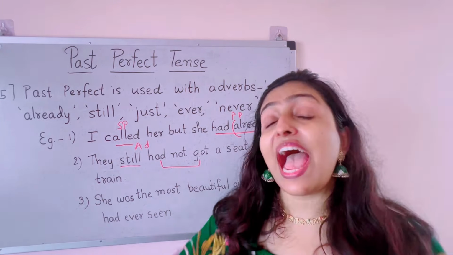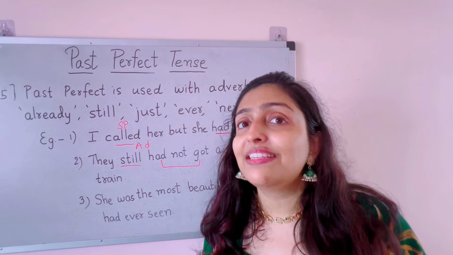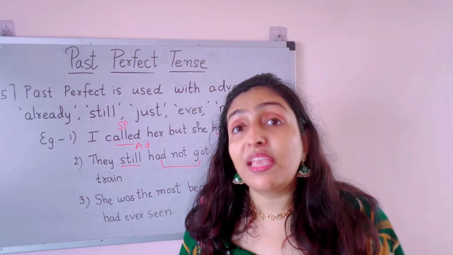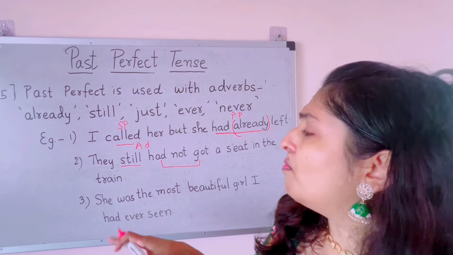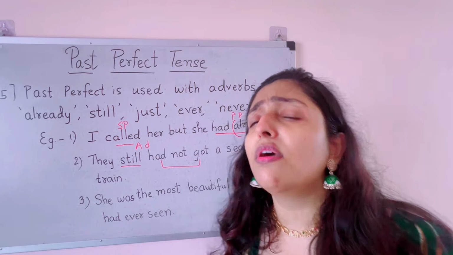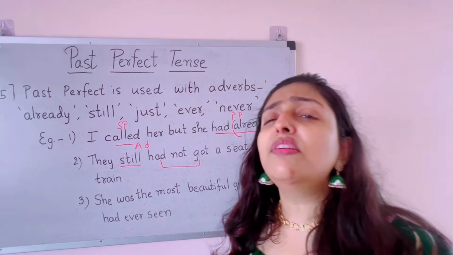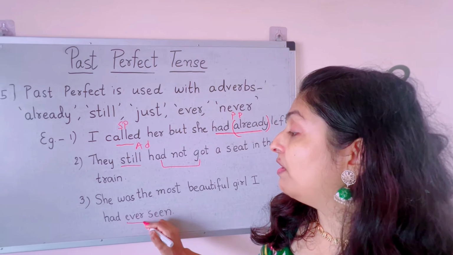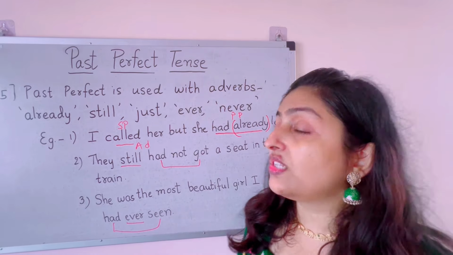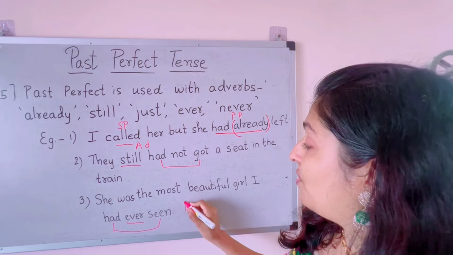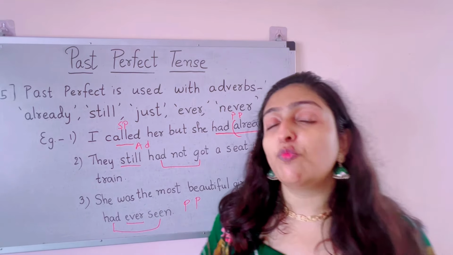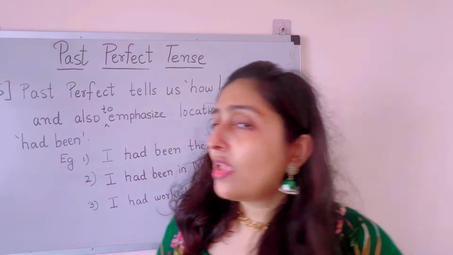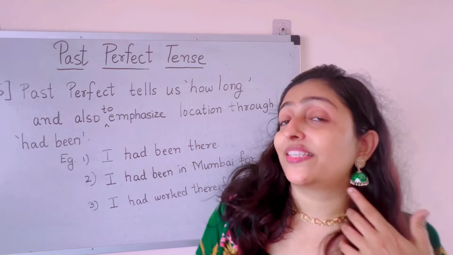They still had not credited their salary even at the beginning of the month. Okay, next example is, she was the most beautiful girl I had ever seen. Ever is an adverb. Had seen is in past perfect. Okay, so you need to memorize these adverbs. Moving on to the next rule. Next is rule number 6.